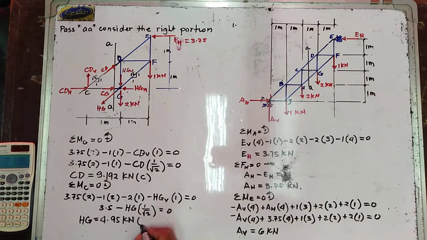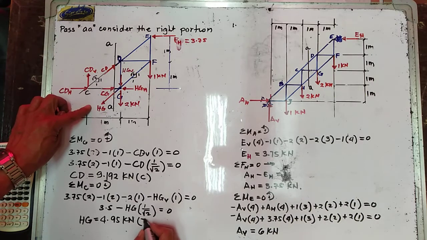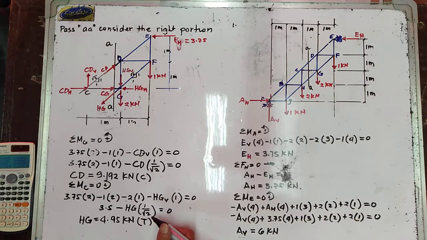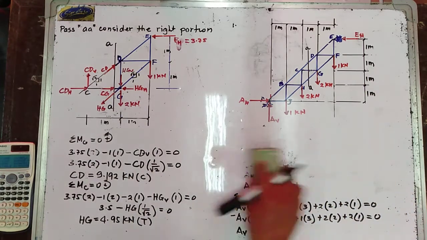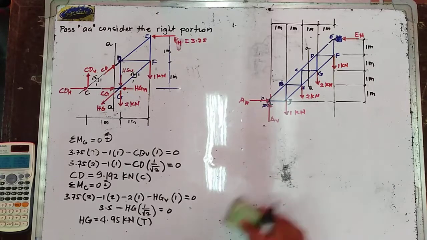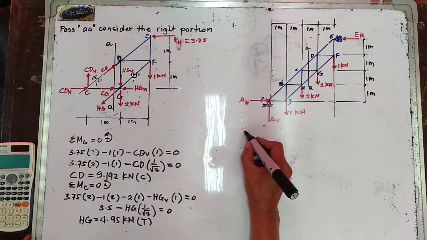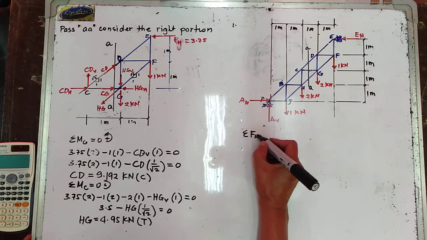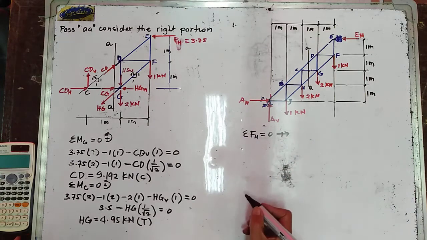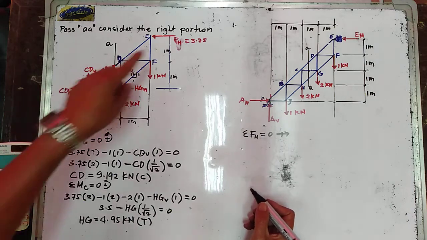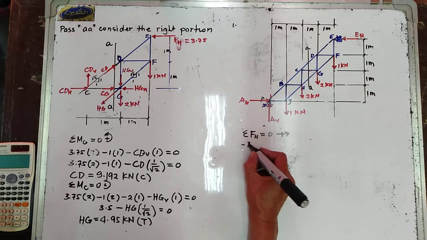4.95 kilonewtons. With a positive value, therefore the assumed direction is correct, and that is in tension. Now, let us try to take summation of forces horizontal is equal to 0. To the right forces positive. Minus 3.75.